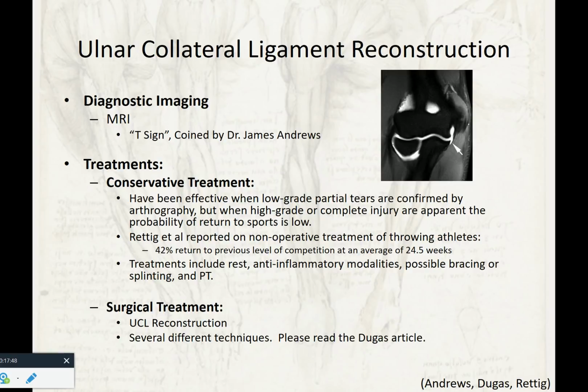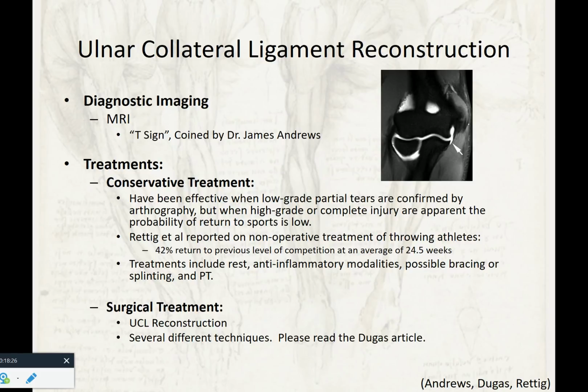Conservative treatments have been effective with low-grade partial tears, but when high-grade or complete injury are apparent, the probability of return to sports is very low, just because there's no stability in the elbow. Reddig et al. reported on the non-operative treatment of throwing athletes. So these patients had just conservative treatment of physical therapy. 42% returned to previous level of competition at an average of 24.5 weeks. So we're talking 6 months, only 40% returned. I don't think that's a great outcome.